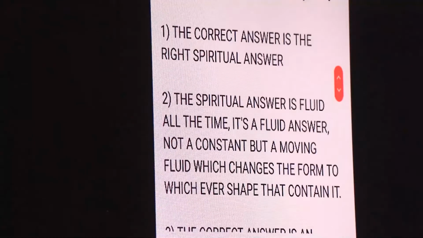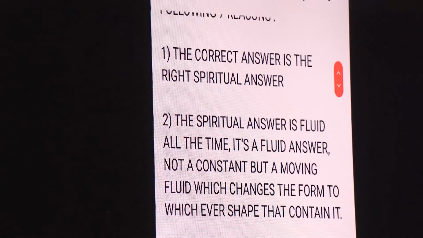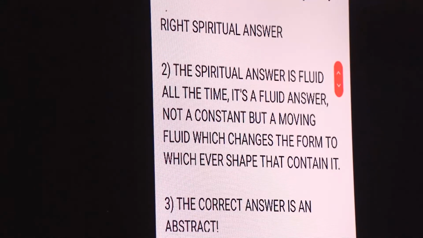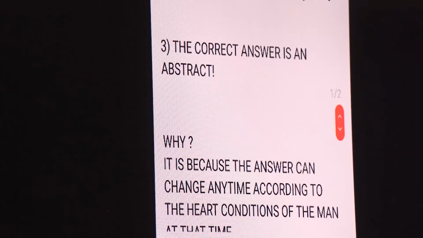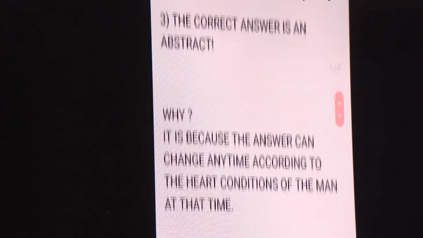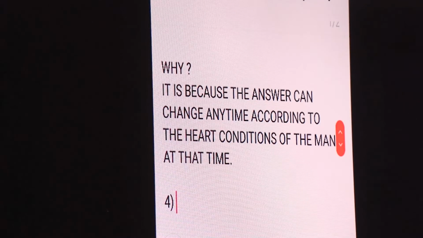The first reason is the correct answer is the right spiritual answer, because the spiritual realm is the originating realm of all your answers. And number 2, the spiritual answer is fluid all the time. Its fluid answer is not a constant, but a moving fluid which changes its form to whichever shape contains it. And that will be the answer. And number 3, it is an abstract answer. Why is it an abstract answer? It is because the answer can change anytime according to the heart condition of the man at the time. So now your condition is like this, the answer is right. Next time you change, the answer changes again. It's fluid according to your heart condition at that time.